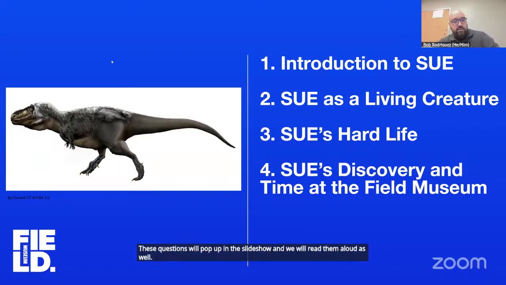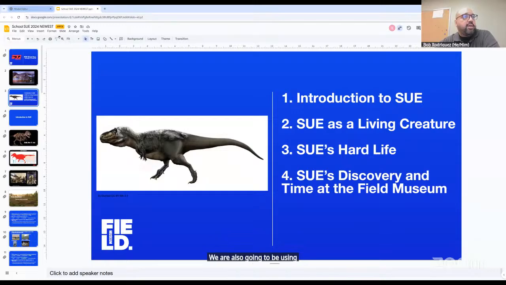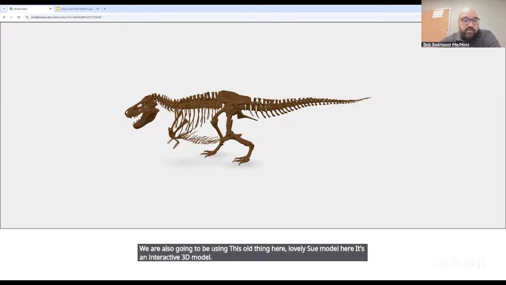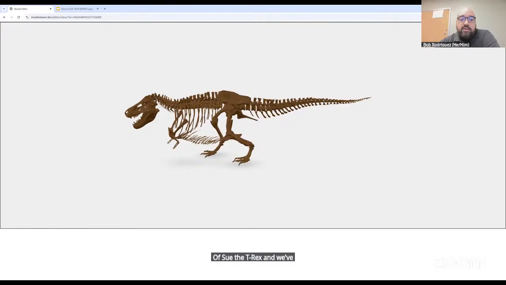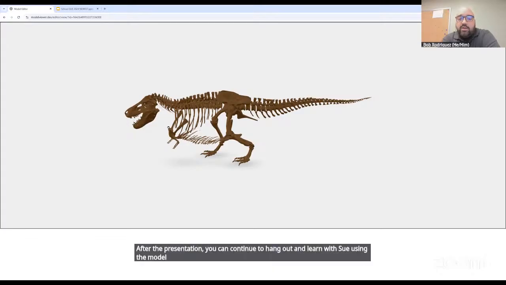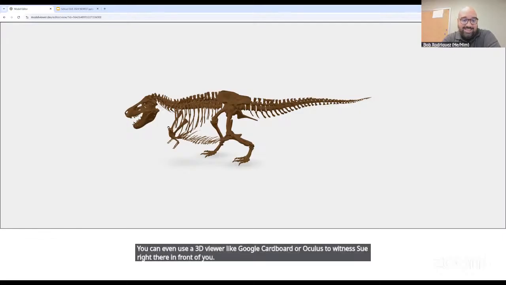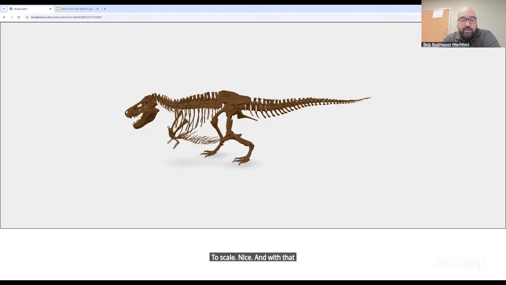We are also going to be using this lovely Sue model here. It's an interactive 3D model of Sue the T-Rex, and we've included the link to the model in the registration email you should have received, so you can follow along with us while we take a walk around Sue today. After the presentation, you can continue to hang out and learn with Sue using the model, so that's kind of cool. You can even use a 3D viewer like Google Cardboard or Oculus to witness Sue right there in front of you to scale. Nice.